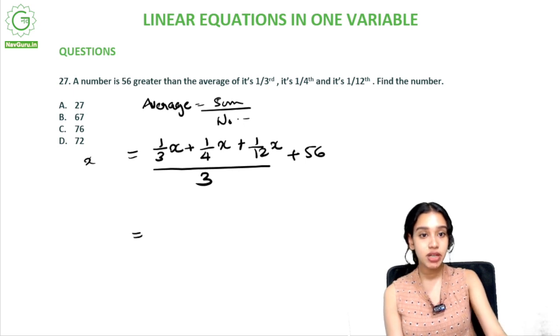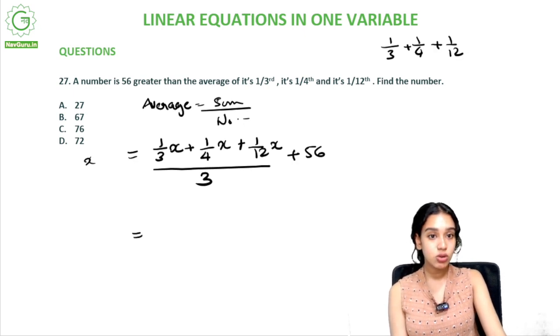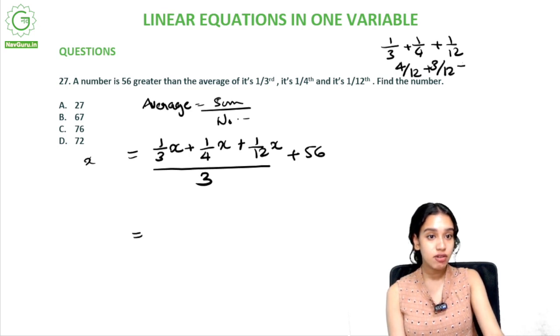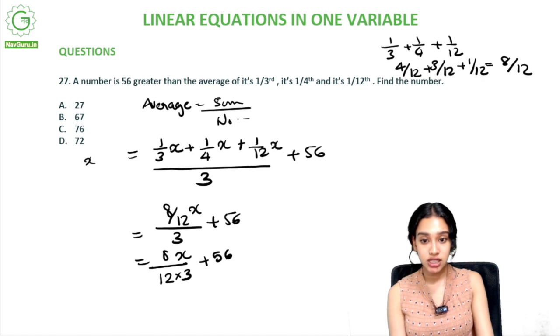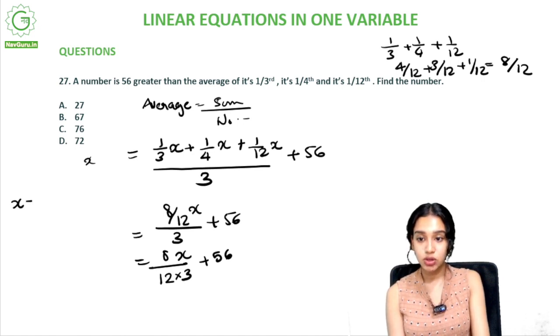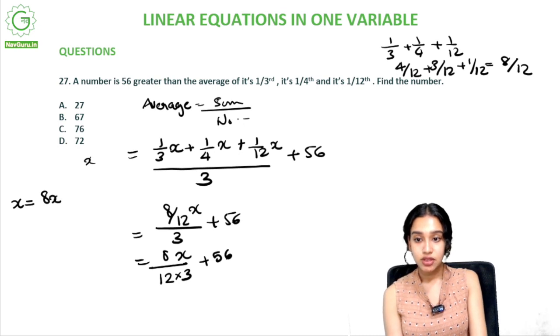So let's find out the number. We have 1/3 plus 1/4 plus 1/12. So let's convert the denominator into 12. So here we'll multiply by 4. We have 4/12 plus, here we multiplied by 3, we have 3/12 plus 1/12, which gives us 7 plus 1 is 8/12, right? We have 8/12 x by 3 plus 56, which gives us 8/12 into 1/3. So 8/12 into 3x plus 56, right? 12 into 3 is 36. So we get x is equal to 8x by 36 plus 56.